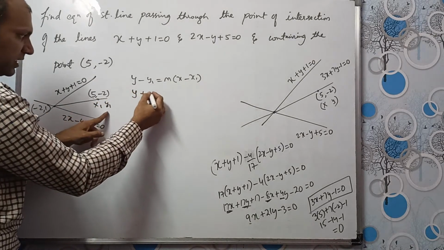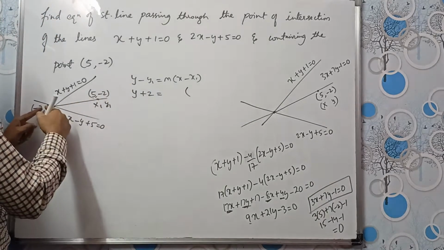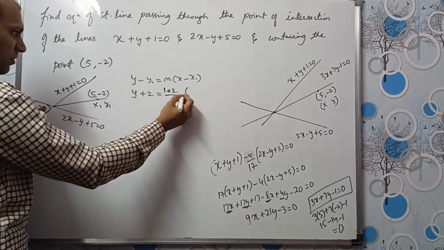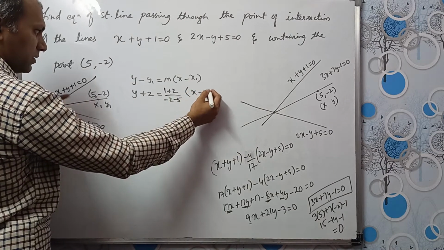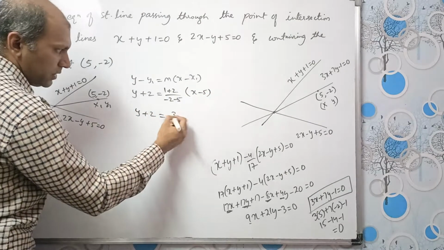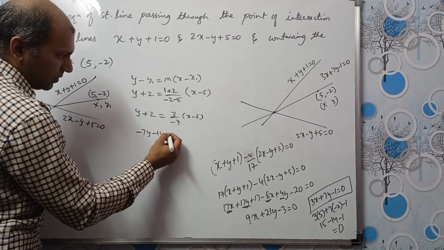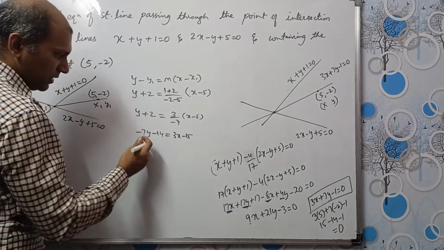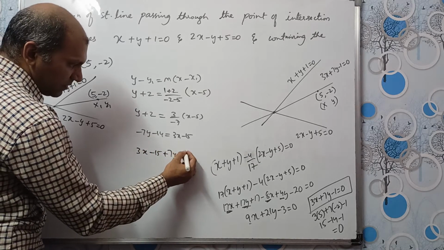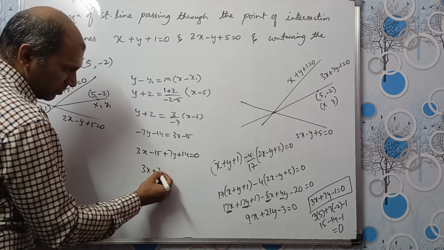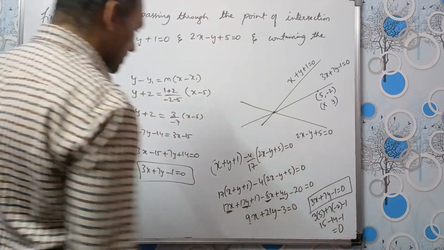So y minus of minus, it is plus 2, equal to m. The m value is y2 minus y1 over x2 minus x1. So 1 minus of minus 2 is plus 3, over minus 2 minus 5, times x minus x1. So this is y plus 2 equal to 3 by minus 7 times x minus 5. So minus 7y minus 14 is equal to 3x minus 15. These two terms, let us send them to the other side. We'll have plus 7y plus 14 is equal to 0, or 3x plus 7y minus 1 is equal to 0.